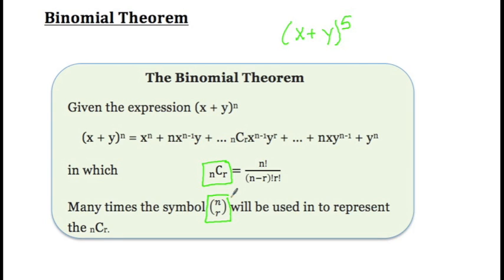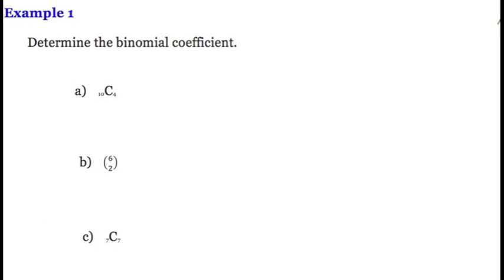Okay? So let's get some practice doing this nCr. Later on we'll call it a combination, but right now we'll just call it nCr here. Let's get some practice with that so we can get better with it before we move on to actually expanding these things out. Okay? So it says determine the binomial coefficient 10C4.